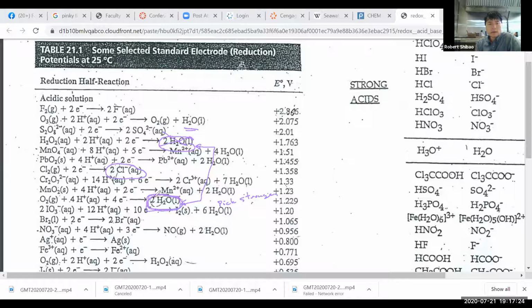Well, if this is the water I must go with, then which one's stronger, chloride or water? Which one is stronger? Yeah. Water is. Water is a stronger reducer. And so you have to do that.